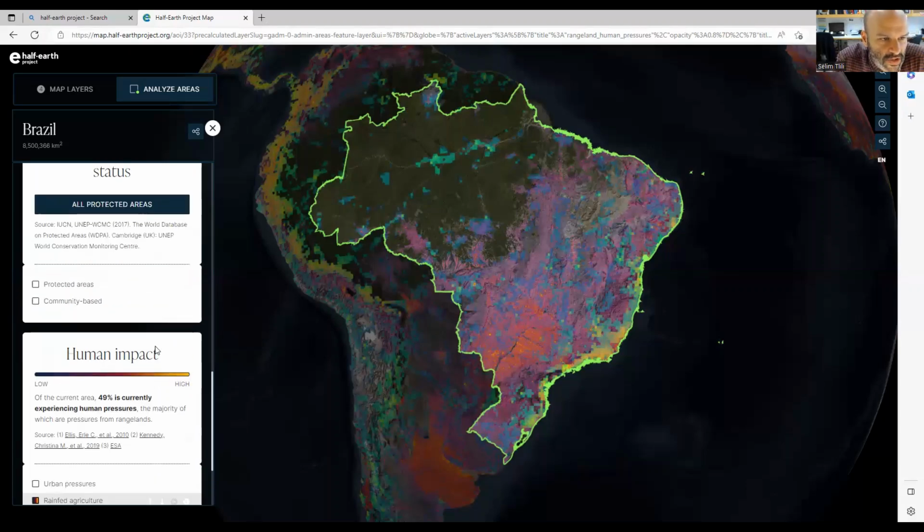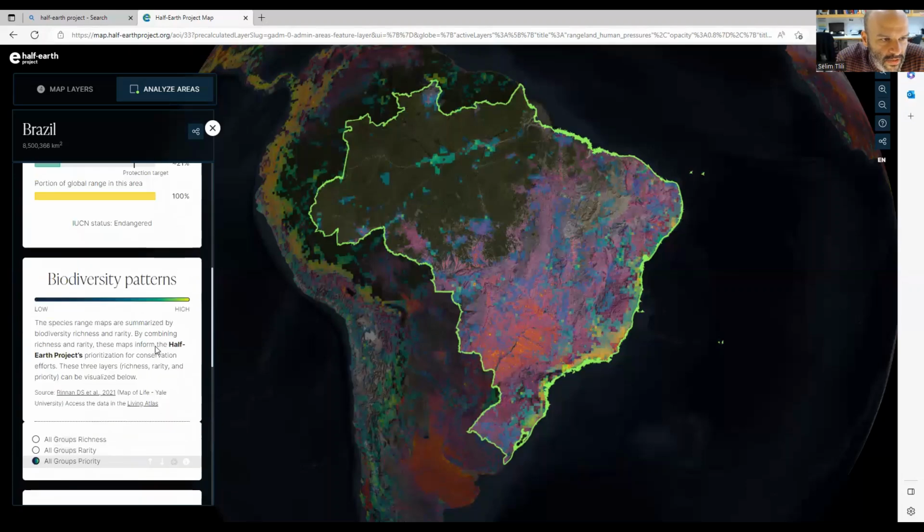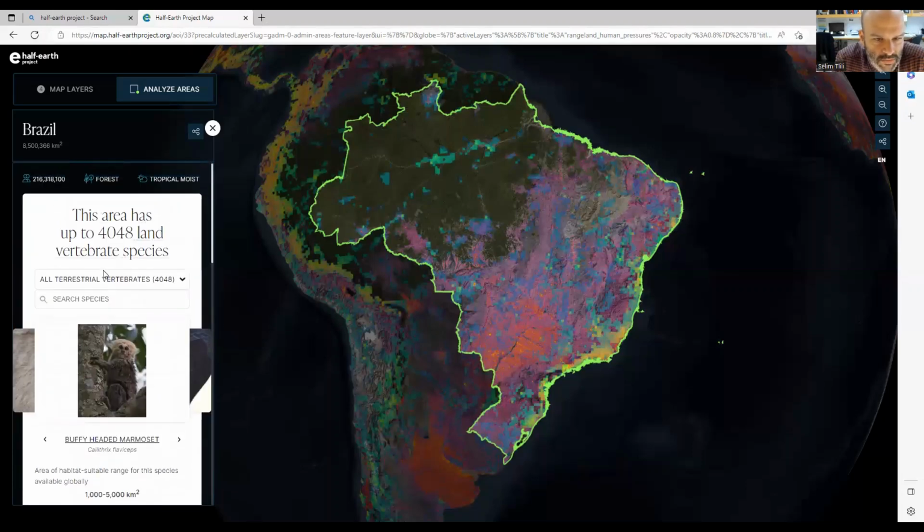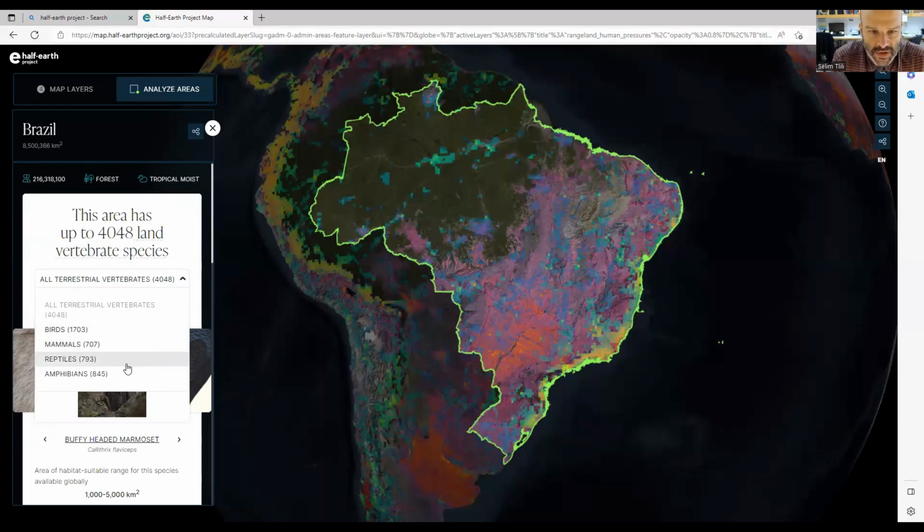Now, I'd like to take a look at the species that we can see here in Brazil. So we look at all of the terrestrial vertebrates, meaning all of the land-based vertebrates. So we can see birds, mammals, reptiles, and amphibians. So there's some things that we can intuit from this. One thing that I think is very interesting is birds.